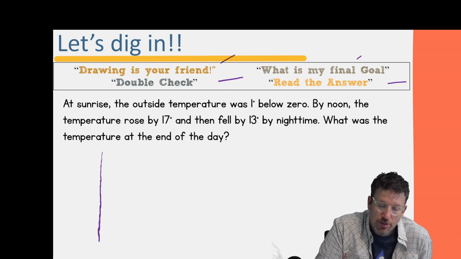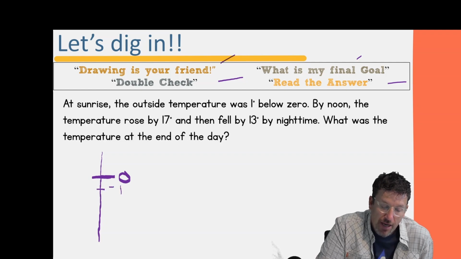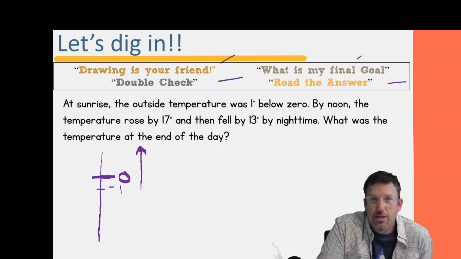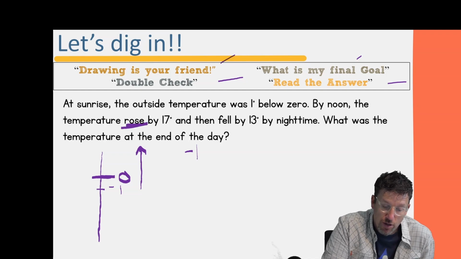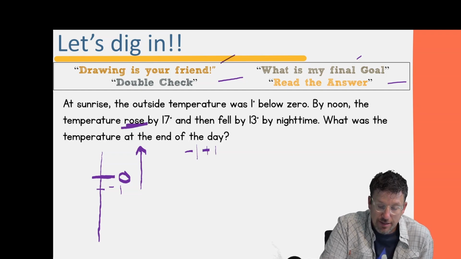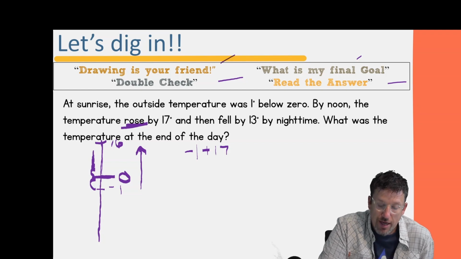So the outside temperature was 1 below zero. So I'm going to go ahead and put 0 here. Okay, so this is where I'm starting. And then it said the outside temperature was 1 below zero. So we're at -1. Okay. By noon, the temperature rose by 17. So from -1, it went up by 17. So, in other words, I'm saying what is -1 raised? It went up. So the temperature rose. So we're adding to it, right? We're adding 17 to it. So if I go up 17, -1 plus 17 is going to get me all the way up to 16 degrees, because this was -1. And I went 0, 1, 2, 3, all the way up to 16. I did 17 more of them. So now we're at 16.